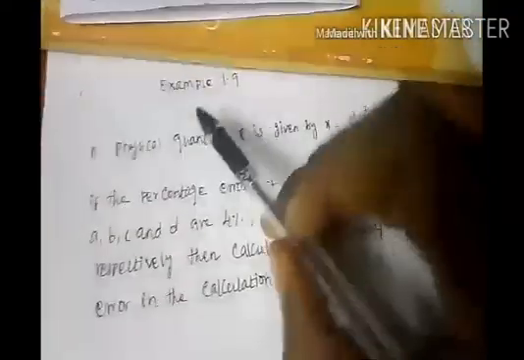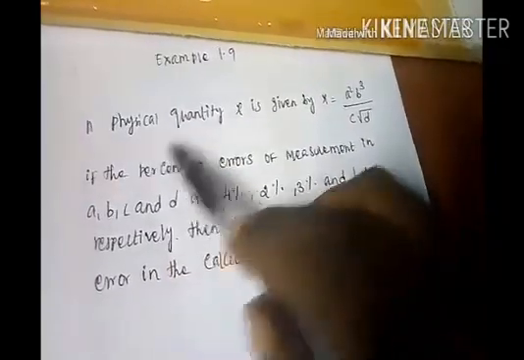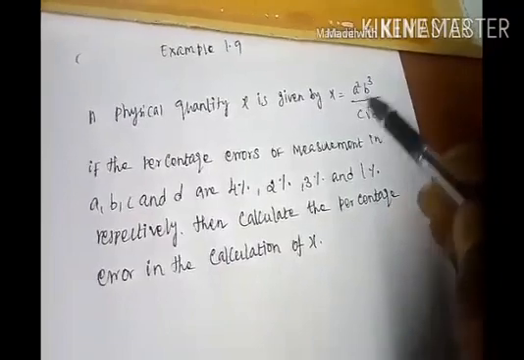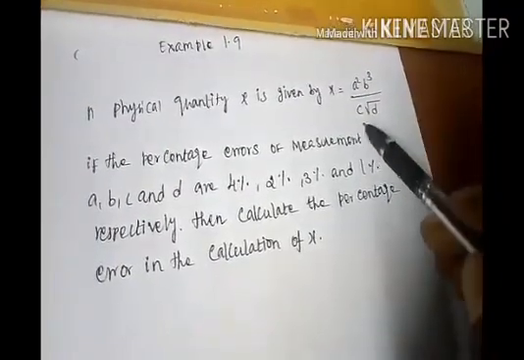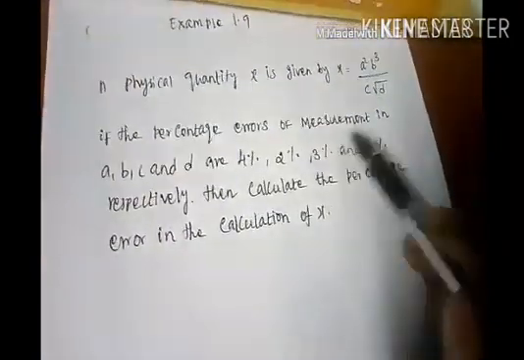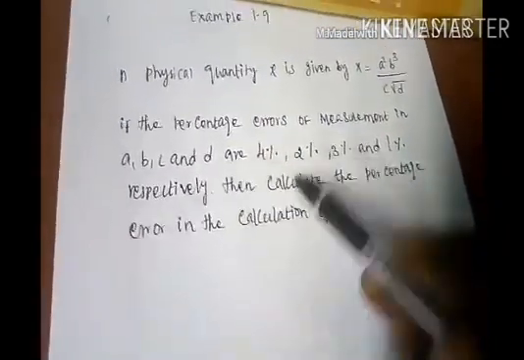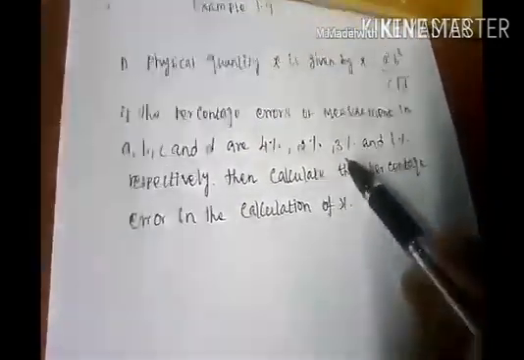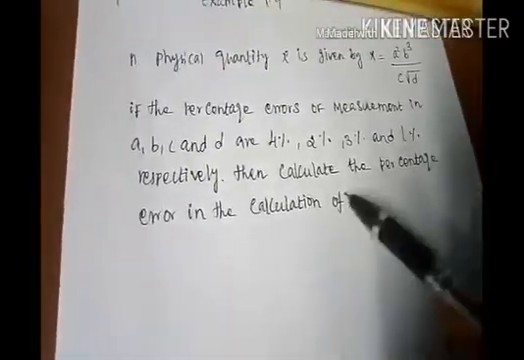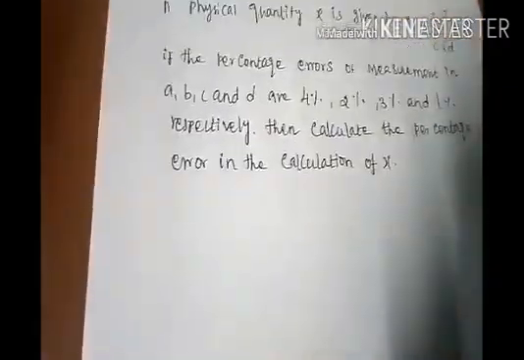So next one is example 1.9. Here in our question, a physical quantity x is given by x equal to a squared b cube divided by c into root d. If the percentage errors of measurement in a, b, c and d are 4%, 2%, 3% and 1% respectively, then calculate the percentage error in the calculation of x.